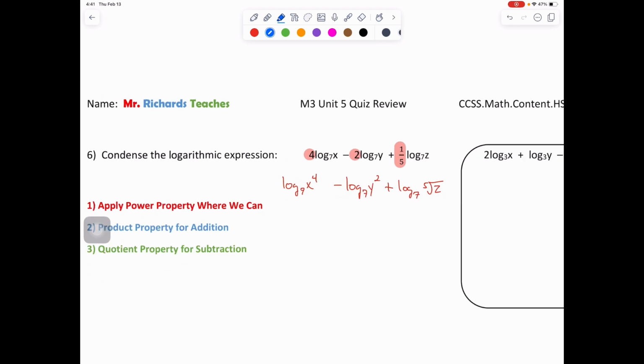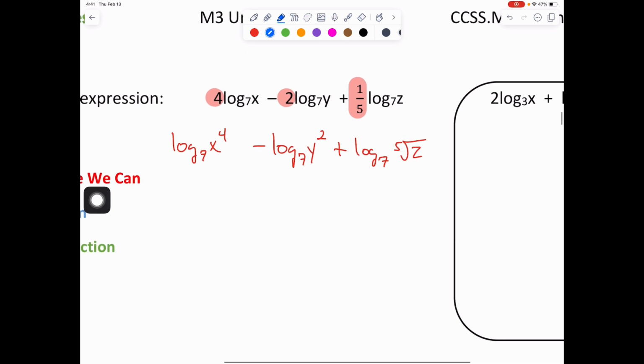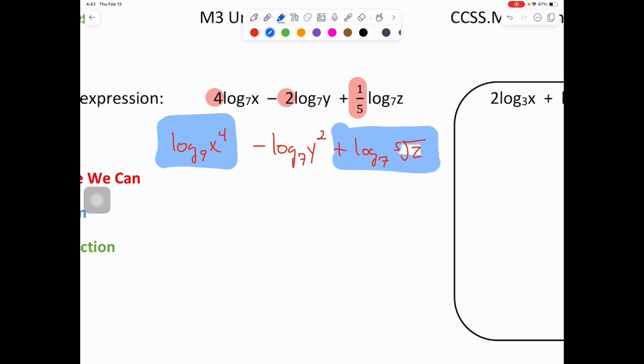Moving on to step 2 in blue, product property for addition. We're going to be looking at the two positive terms because it says addition. Let's take a look at those two. What do they both share in common that we can condense? Yes, they both share that log base 7. So let's write that log base 7 multiplied by that x to the 4th, and right by its side, since addition becomes multiplication, wonderful, that 5th root of z.